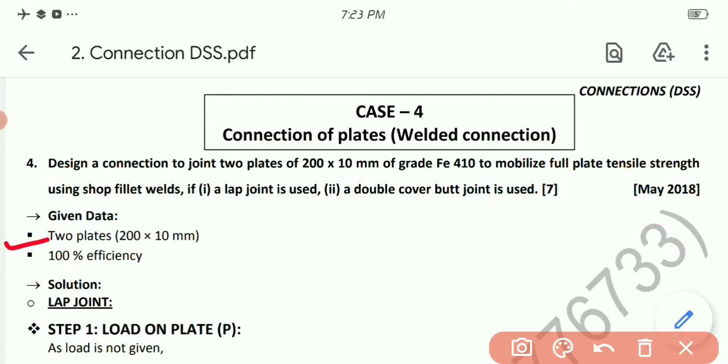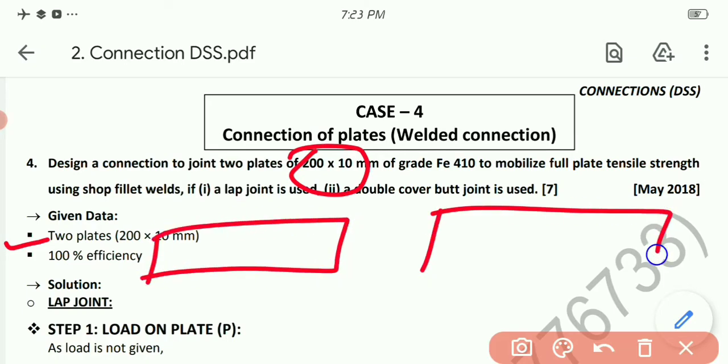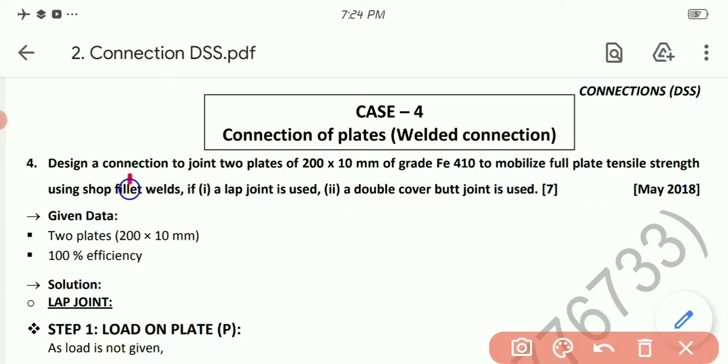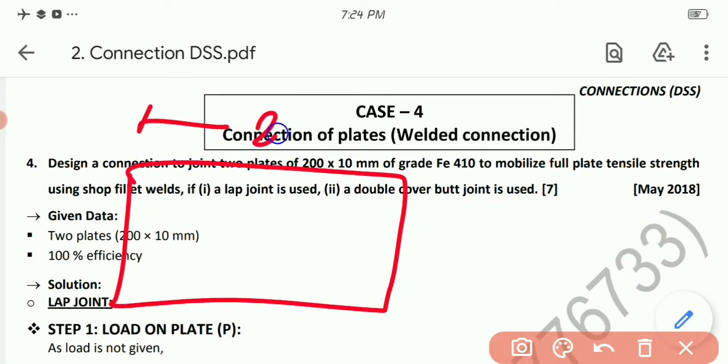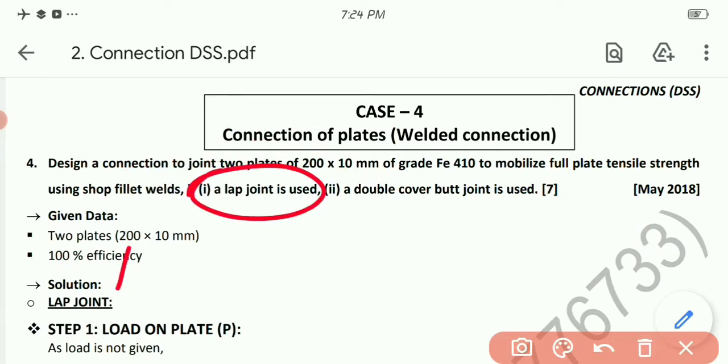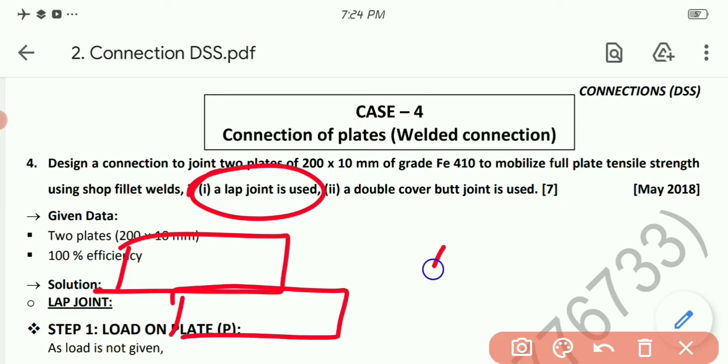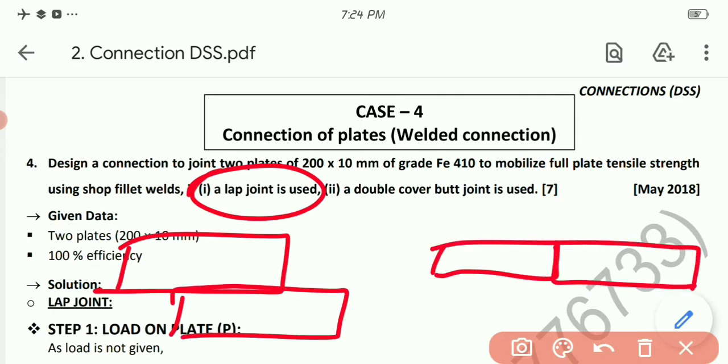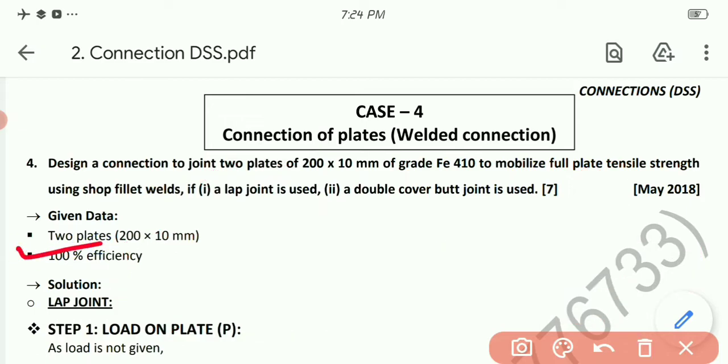So first of all, given data: two plates are there, 200 cross 10 mm. Let me draw the plan. 200 is the width, and the thickness is 10 mm. We need to connect two plates, one with the lap joint like this. Butt joint means both plates are at the same level, and we need to provide a cover plate on one side, or two side cover plates. So two plates are there, 200 by 10, and 100% efficiency, that means full plate tensile strength.